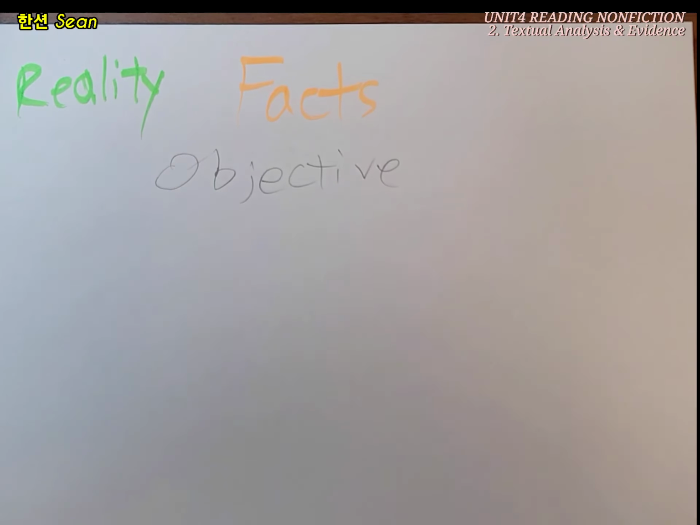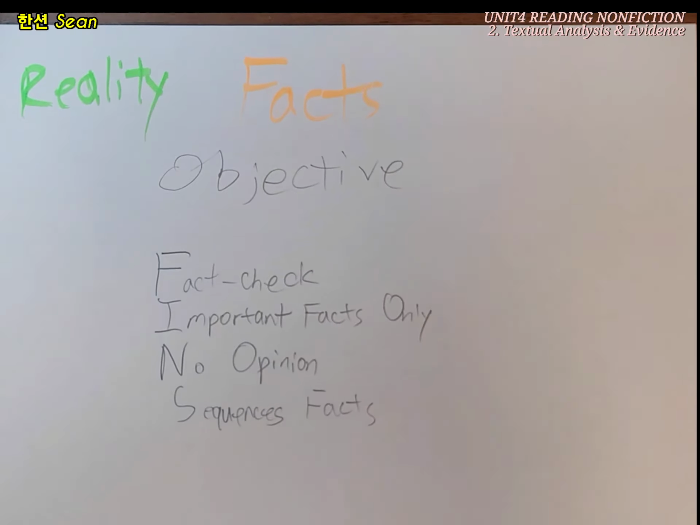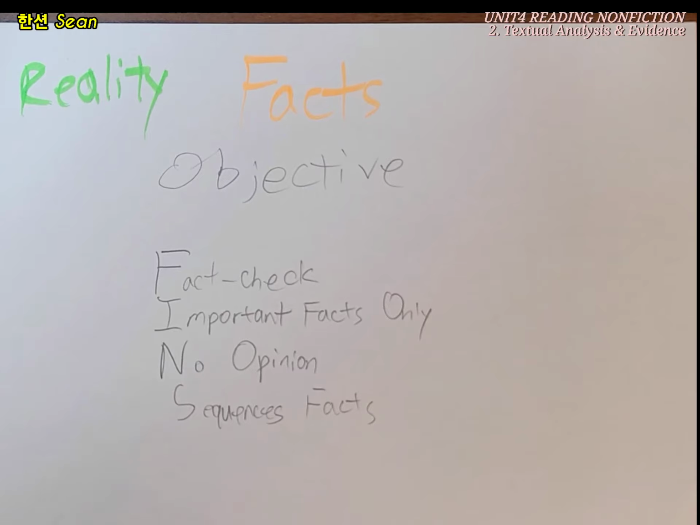There's also an acronym that can help you swim through a piece of writing and write an objective summary. It's called FINS. You have to fact check, important facts only, no opinions, and of course, sequence facts.